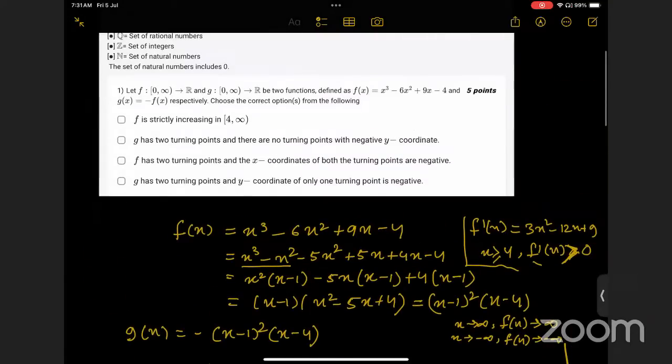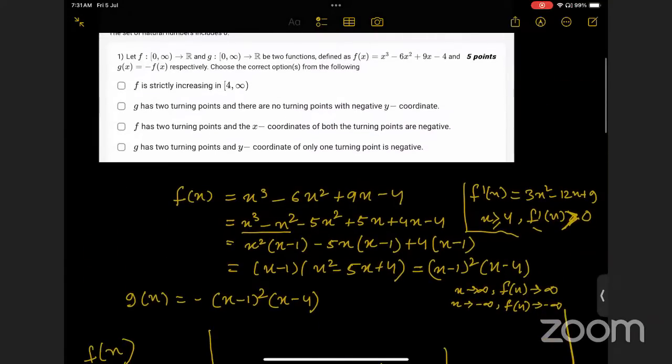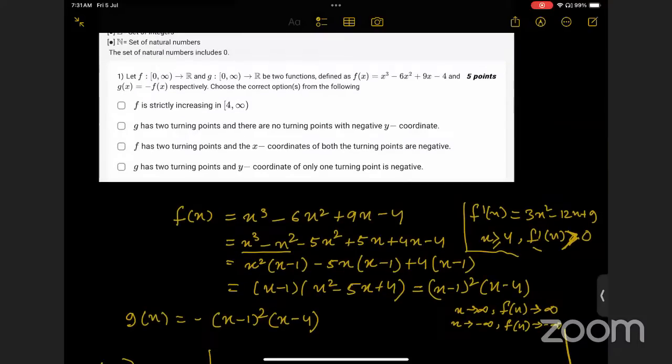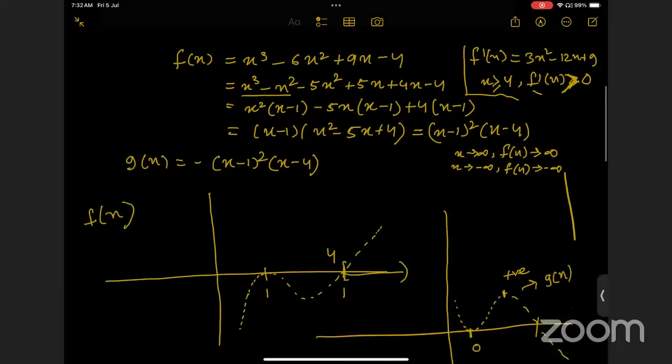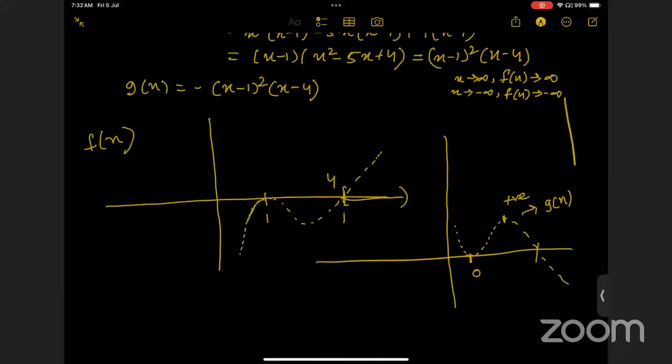Ma'am, can you explain the question again? Yeah. So for the second option, they say that G has two turning points. F has two turning points, we can see this one and this one. For G, this one and this one, we have two turning points. So this is not our concern.